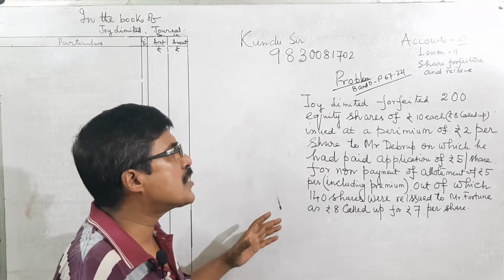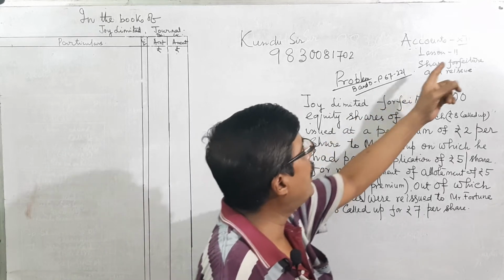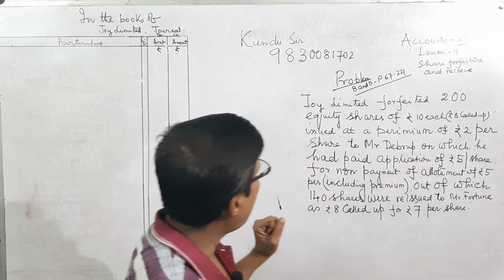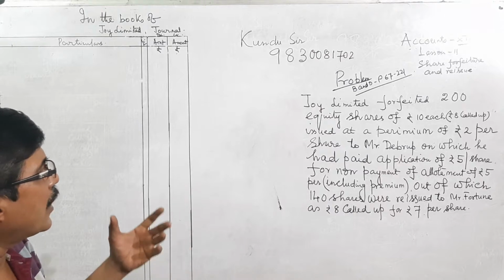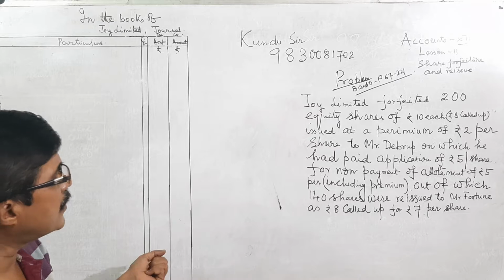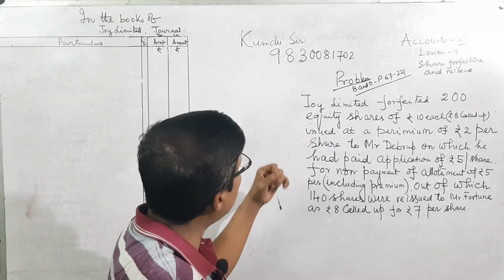It is for class 12, accounts lesson 11, share forfeiture and reissue. I have got the problem from some student with a request to solve the problem at online classes. So I am reading the problem and going through the problem.